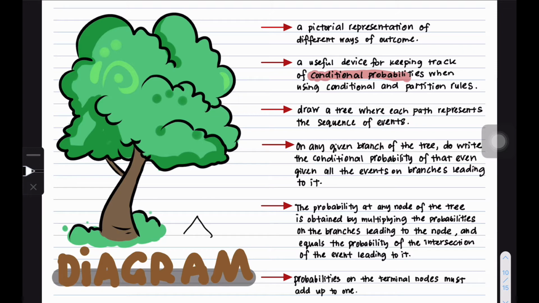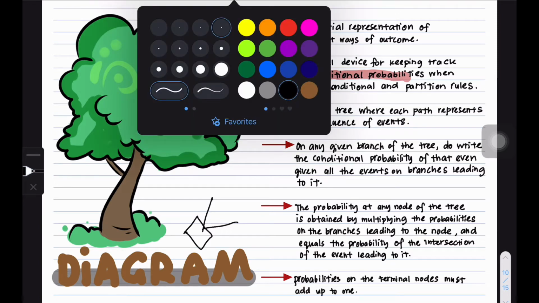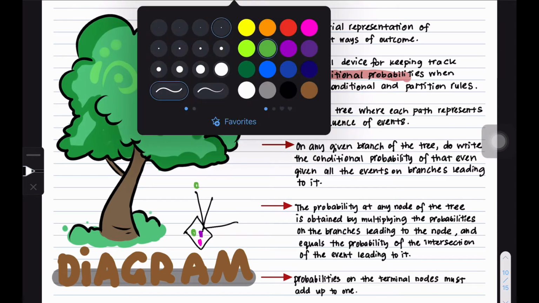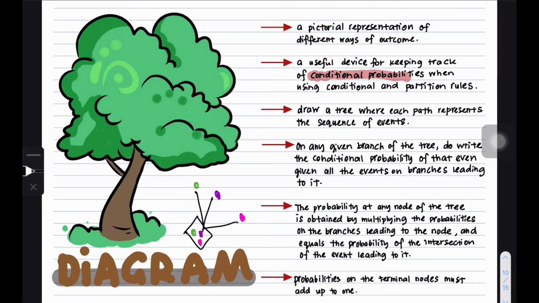Where, for example, this is the box, and this is the first pick. The first pick depends on your possible outcomes. Say in this box there are 3 colours: green, purple, and pink. So your possible outcomes will be 3. It's either you get a green ball, a purple ball, or a pink ball. So the branches must be 3. Either you get the green one, or you get the purple one, or you get the pink ball. This one is for the first pick.